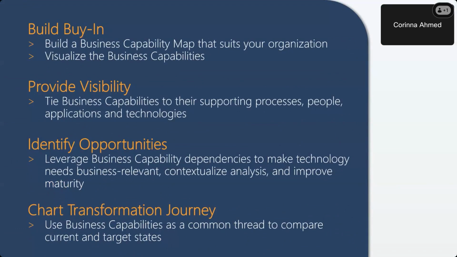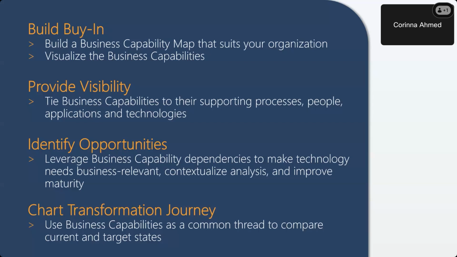So to summarize, we want to start by building buy-in. And so this means build a business capability map that suits your organization and visualize the business capabilities. We then want to provide visibility by tying those business capabilities to their supporting processes, people, applications, technologies, etc. Next, we identify opportunities by leveraging business capability dependencies to make technology needs business relevant, contextualize analysis, and improve maturity.